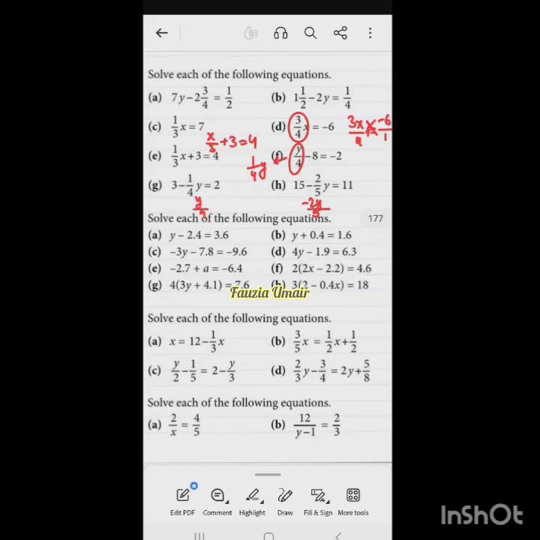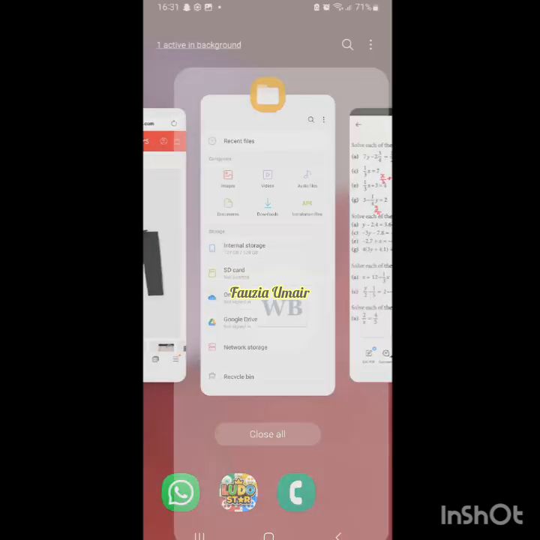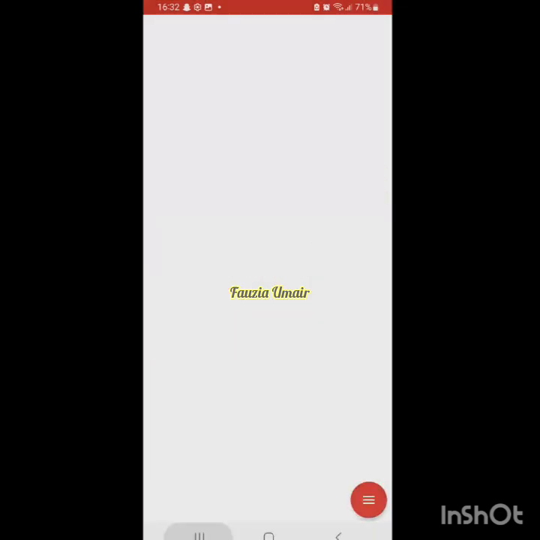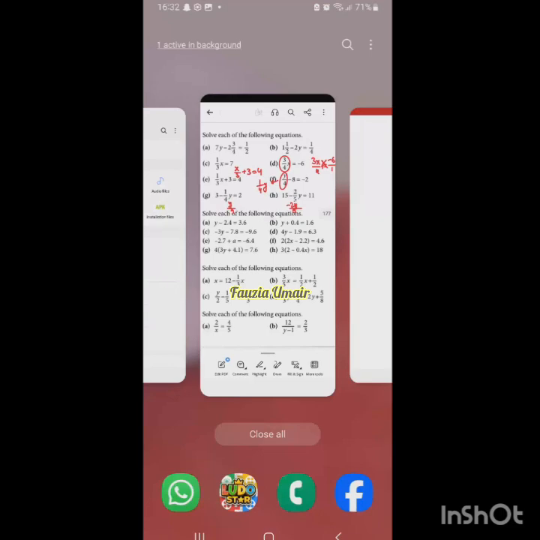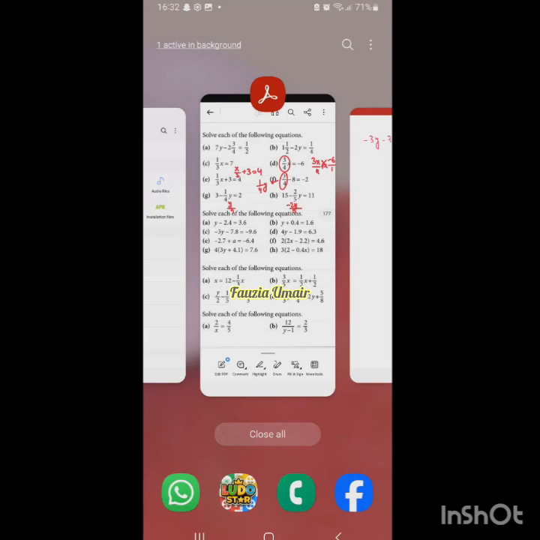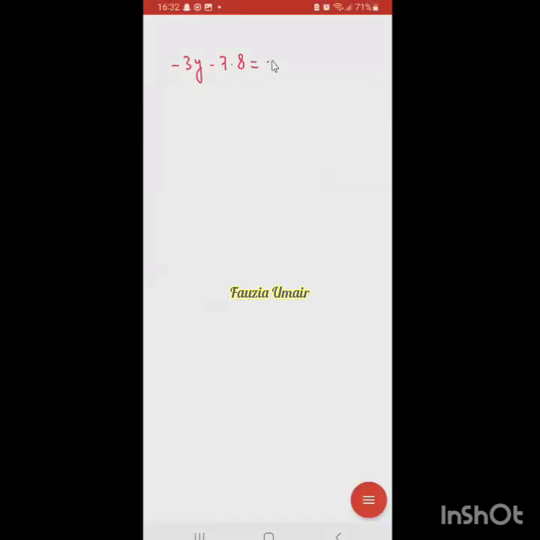Fractions where the decimals are there in the equation, right? So let me open the whiteboard. So we will start with question number 3, right? The question is minus 3y minus 7.8 is equal to minus 9.6, right? So this is the question.